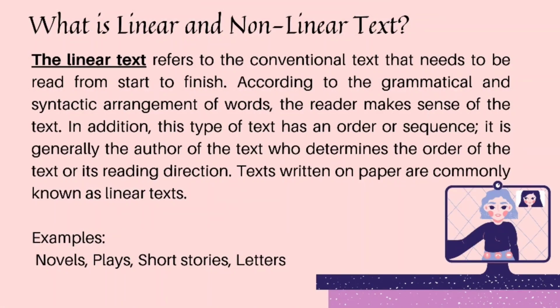Moving on, we will first define what is linear and nonlinear text. The linear text refers to the conventional text that needs to be read from start to finish. According to the grammatical and syntactic arrangement of words, the reader makes sense of the text. In addition, this type of text has an order or sequence. It is generally the author of the text who determines the order of the text or its reading direction. Text written on paper are commonly known as linear text. Examples of these are novels, plays, short stories, and letters.